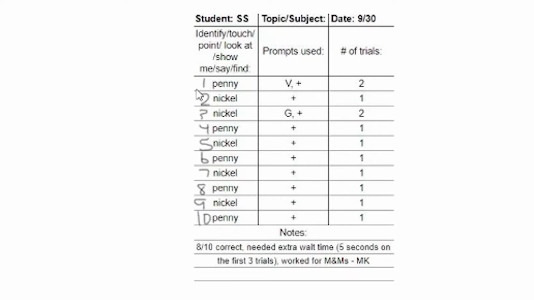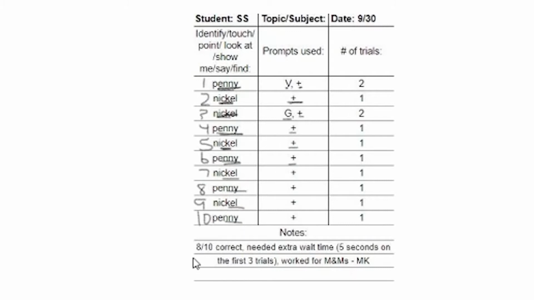So when we go into our Google Sheet, we're going to use this as the first trial right here. We're going to type penny in the first one, and then select verbal and independent for the prompts. Technically we don't really need this for the Google data sheet, but it's good to have sometimes. We go on to the second trial and put independent. Third trial, we type nickel, put gestural and independent. Fourth trial, type penny, independent. Fifth trial, nickel, independent. Sixth trial, penny, nickel, penny, nickel, penny.